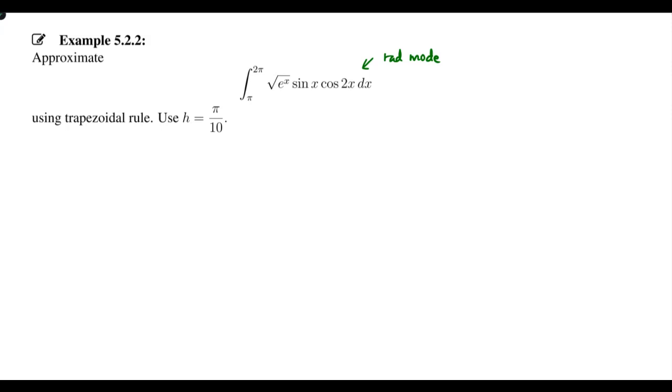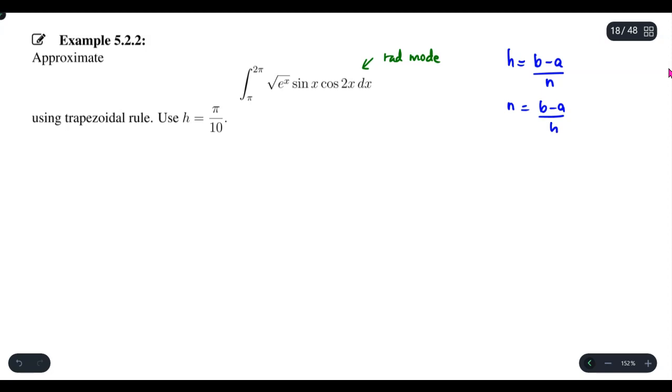In the problem, either h or n should be stated, because from the formula, h is b minus a over n. If you are given h, you should be able to get n, where n is b minus a over h. But sometimes the problem gives you n. In that case, you need to find h on your own based on the relation h equals b minus a over n. All right, so here h is known.